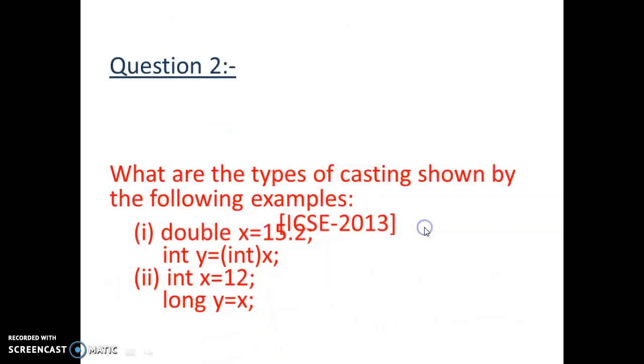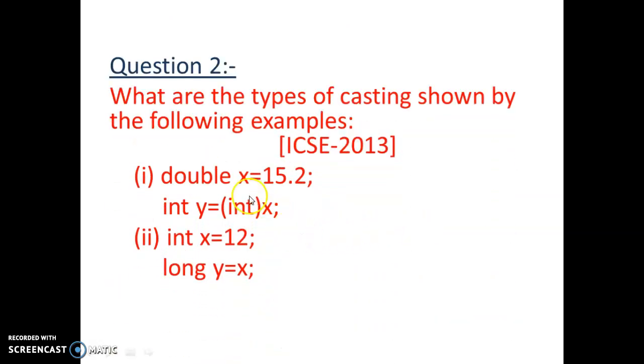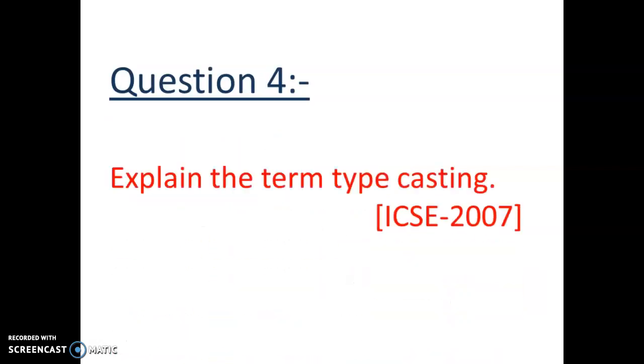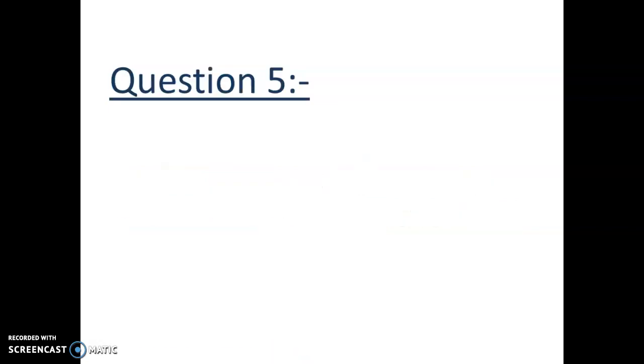Then question number 2 is the same type of question. You see here it is forcibly done, that's why it is explicit. Here it is normal, so implicit. Then the third one is: what do you mean by type conversion? How is implicit conversion different from explicit? It's already discussed in my video. Question number 4: explain the term type casting. I already told you explicit type conversion is only type casting. It came in ICSE 2007. You watch my video, you will get the answer.